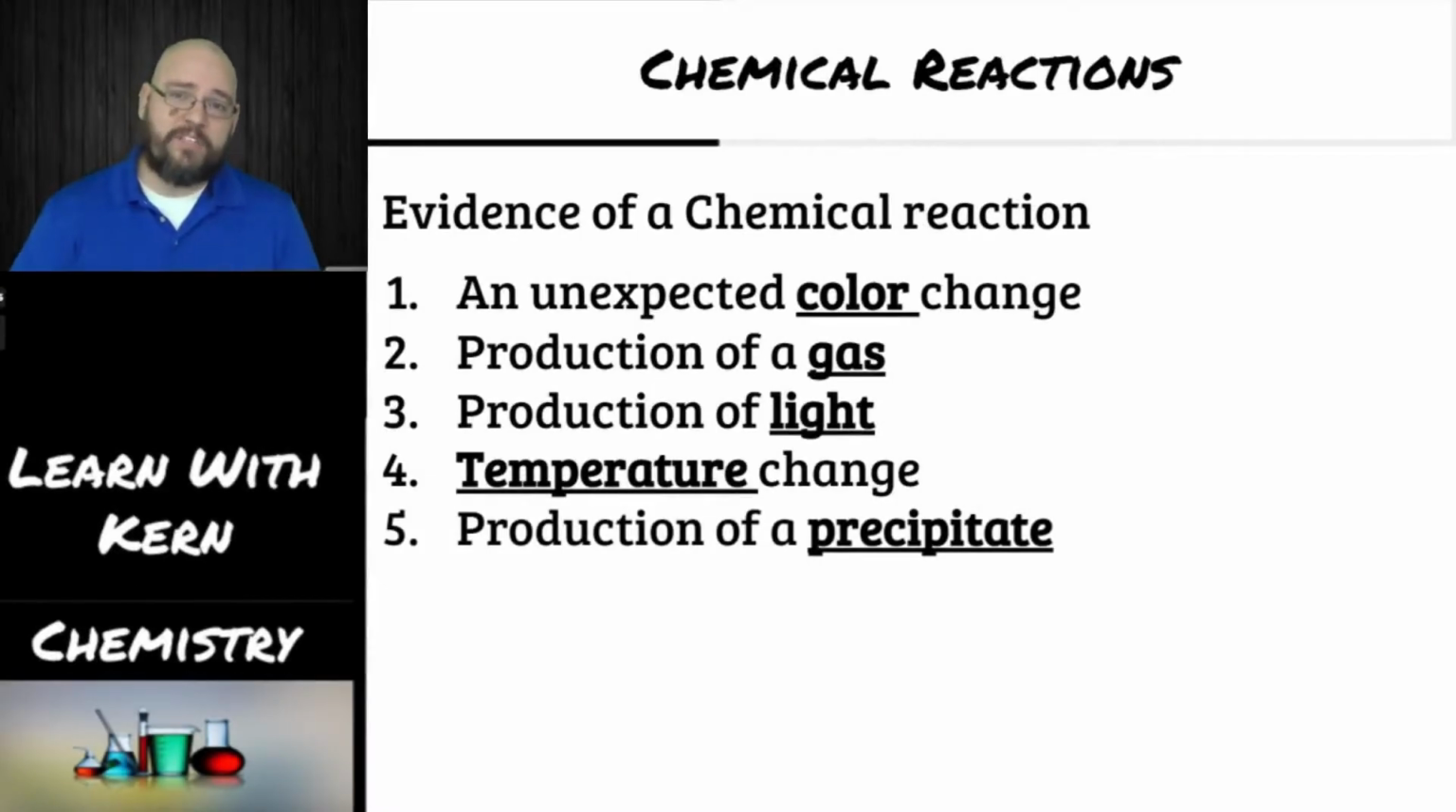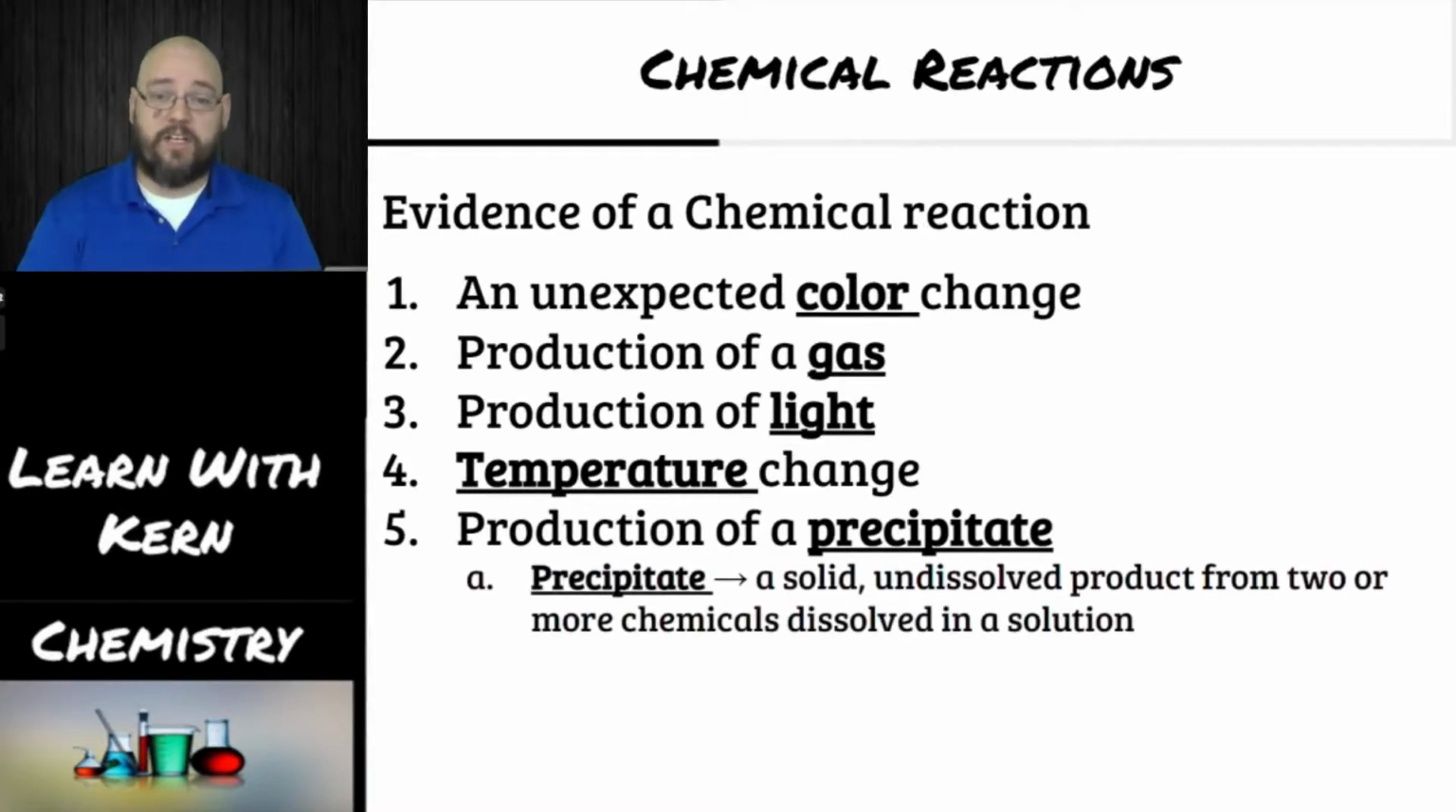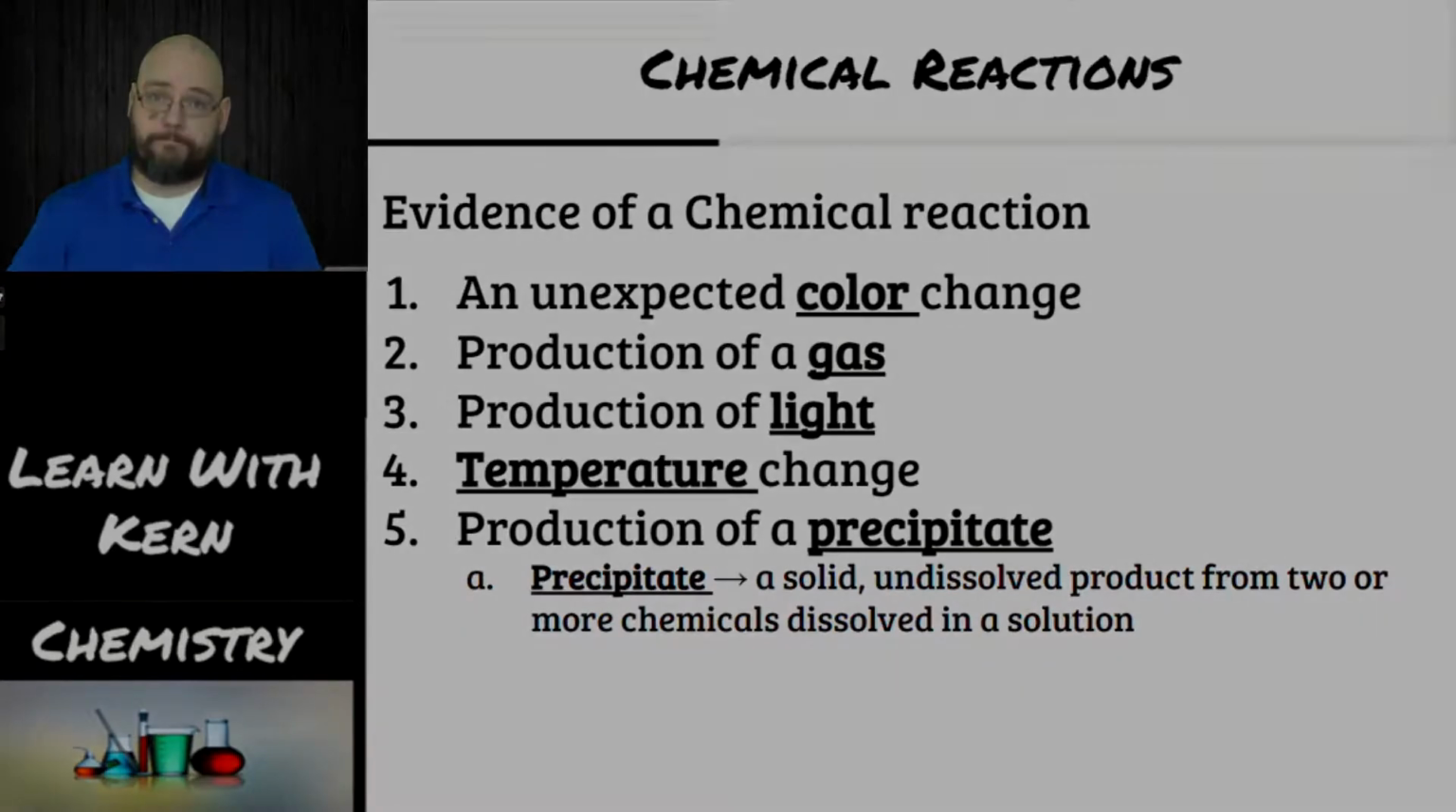The last evidence of a chemical reaction is the production of a precipitate. A precipitate is a solid, which is an undissolved product from two or more chemicals that were dissolved in solution. So you started with two chemicals that were dissolved, they were both soluble, and you end up with something that is insoluble, and so you have yourself a precipitate.